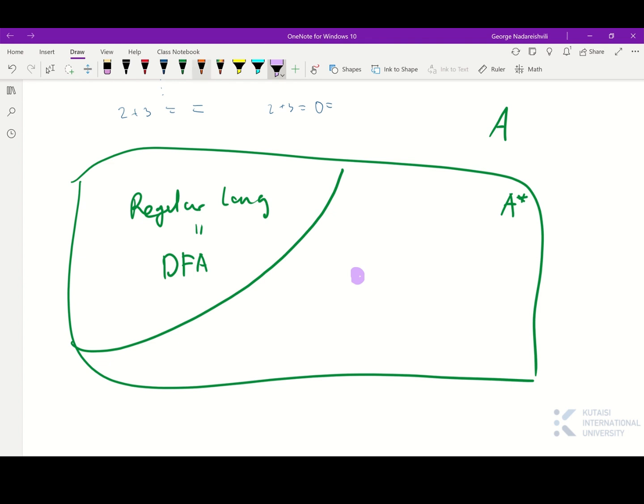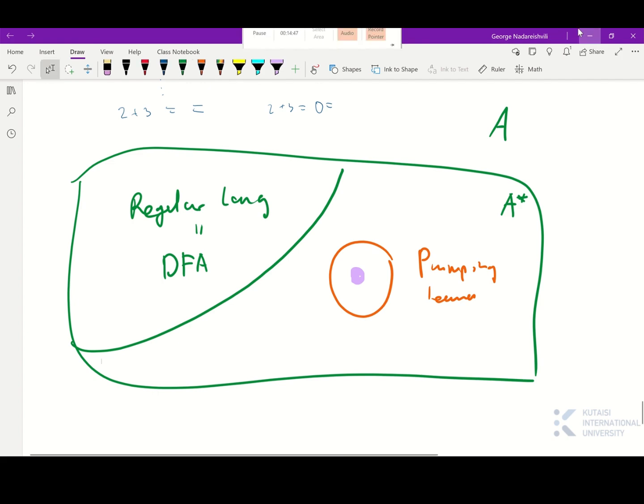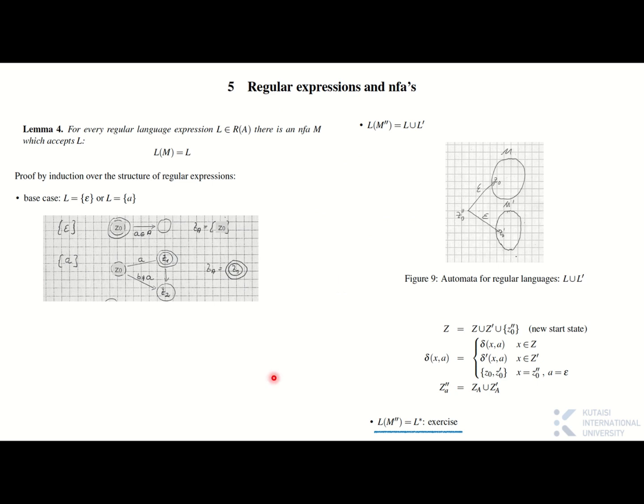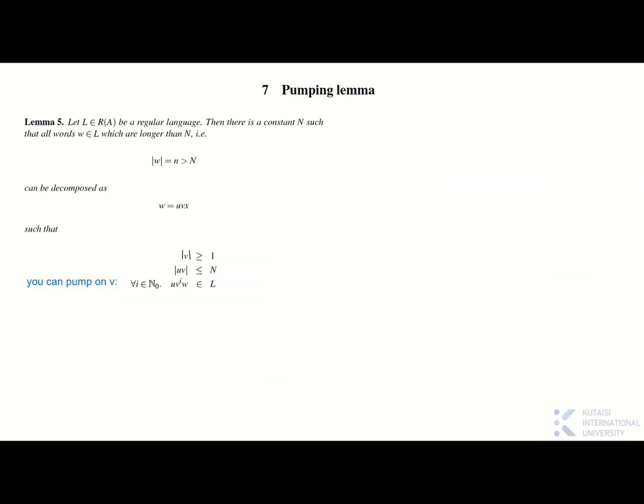So this is the question now, and this is what we're asking. This is where the pumping lemma will come in. This would help us to construct a language that is not regular, and that means that we have to enlarge our set of languages somehow. So this is where the pumping lemma comes in. So what does the pumping lemma tell us? This is what it tells us.